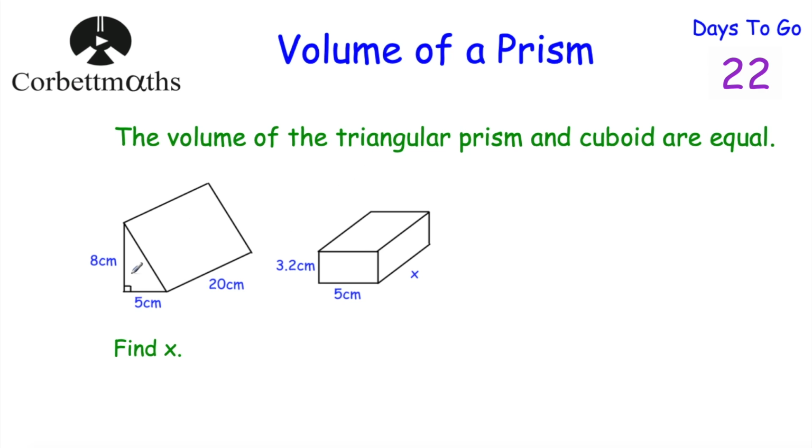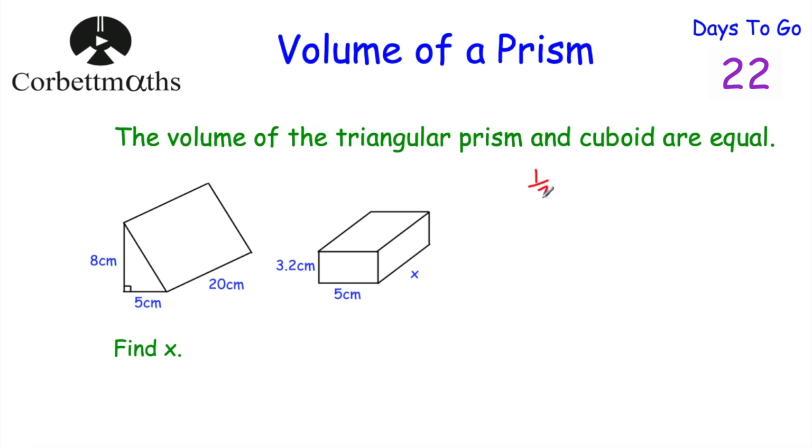Okay, so if I was to do this question, the first thing I would do is work out the volume of the triangular prism. So for the triangular prism, we want to find the area of the cross-section, and the cross-section is this triangle. So we're going to find the area of this triangle and then multiply that by 20. To find the area of the triangle, we're going to do half the base times the height, or we could do the base times the height and then half it. So I'm going to do 5 times 8, which is equal to 40, and then half it is 20. So the area of this triangle will be 20 centimeters squared.